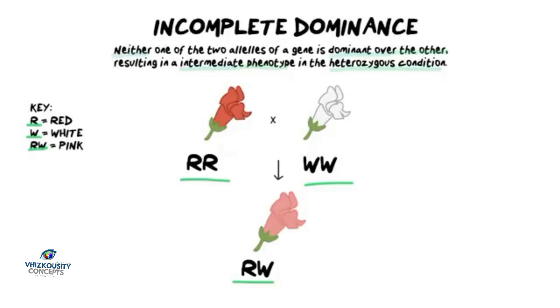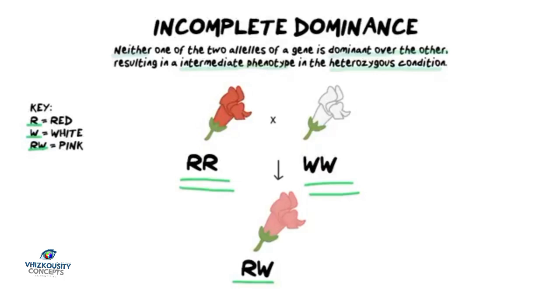Now, the last thing I want to talk about in terms of incomplete dominance is how do you actually get a pure color and not a mix? Well, that is where the whole incomplete aspect comes. In order to make a red flower, you have to have two red alleles. For white, same thing. Two white alleles.